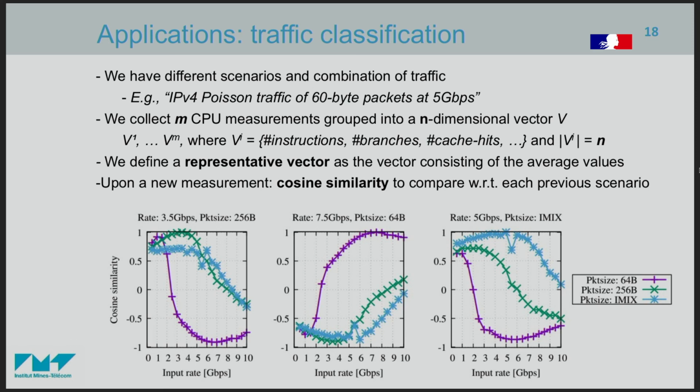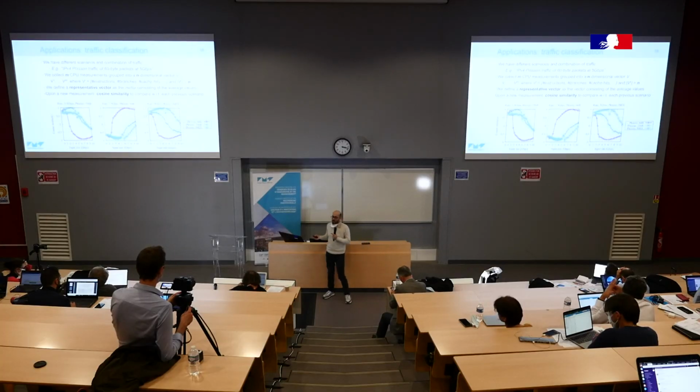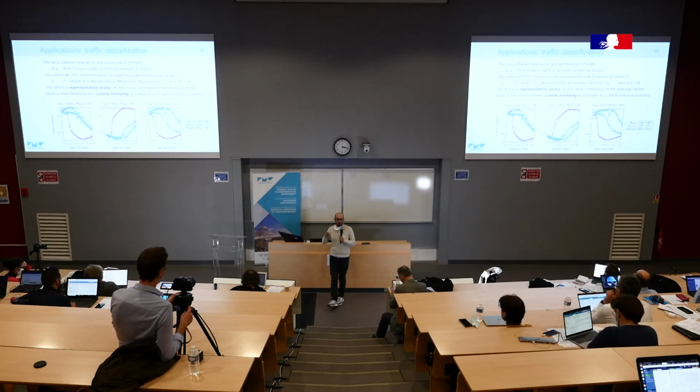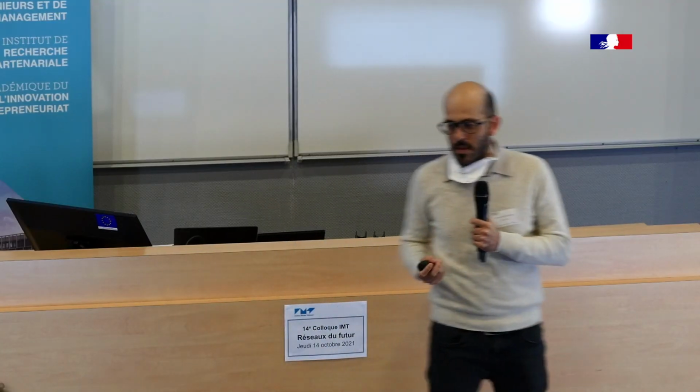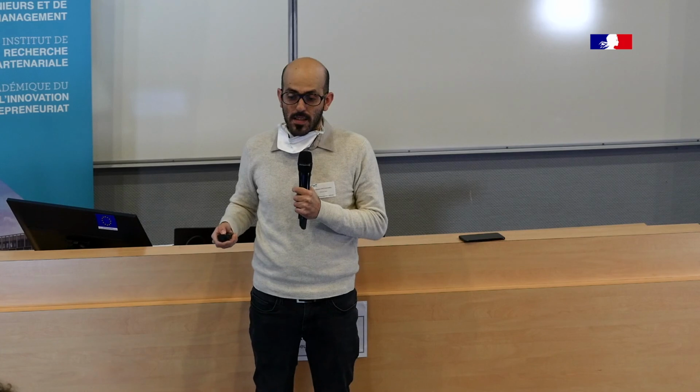And we try to measure the cosine similarity. So in a vector space, the cosine just measures the angle between two vectors. And so when the cosine similarity is 1, this means that those two vectors are overlapped, and so they are very similar. When the cosine similarity is 0, those vectors are orthogonal. When the cosine similarity is -1, those vectors are completely inverted, basically. And we try to guess what is the traffic scenario by looking at the cosine similarity which is maximal.